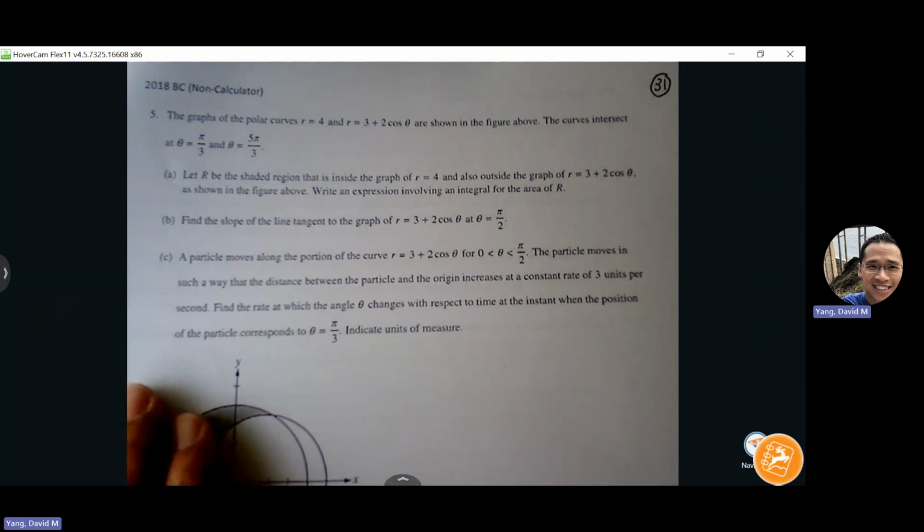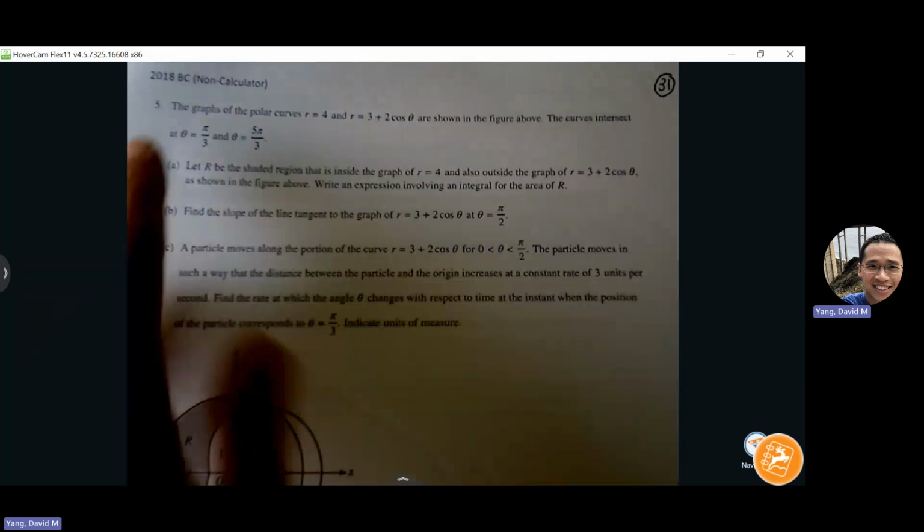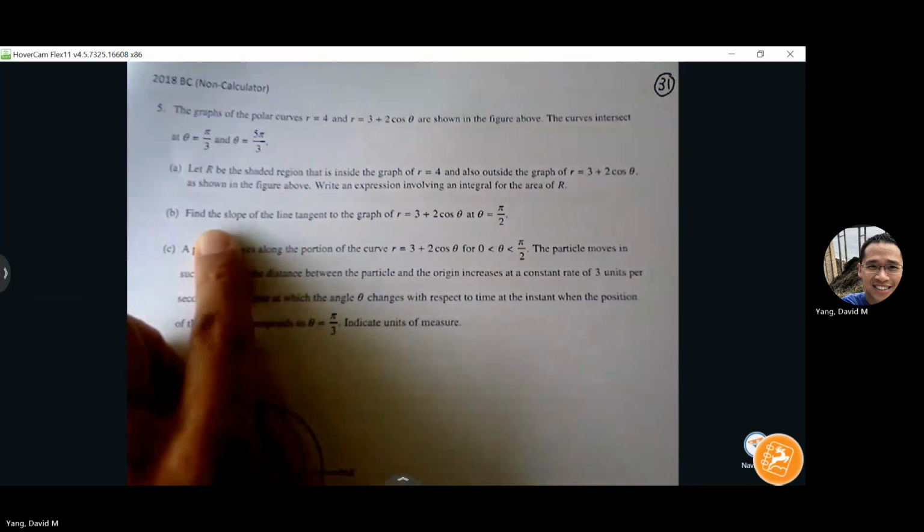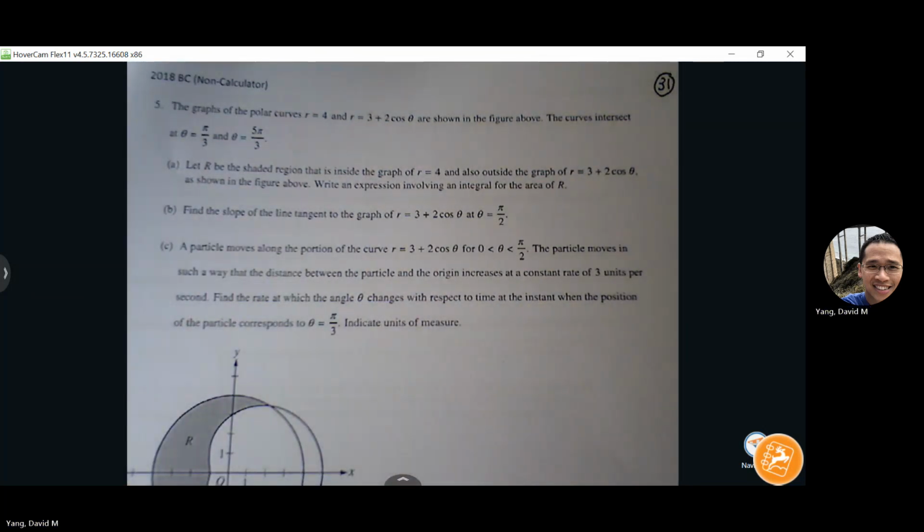Okay, so I'll spend a minute, see if you can read page 31. This is non-calculator, so keep that in mind. We'll do page 31 and 32 from 2018 before we move on to 2017.